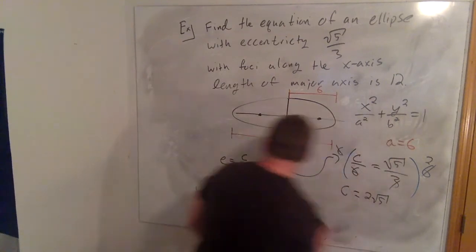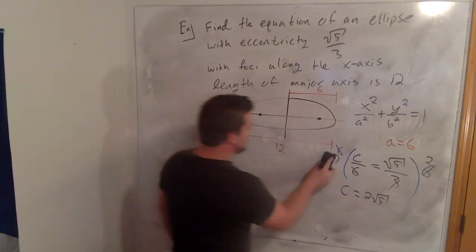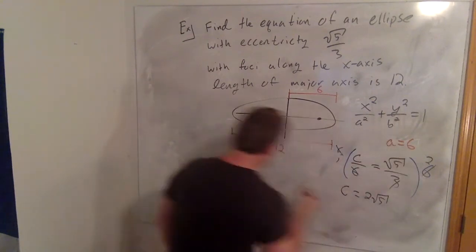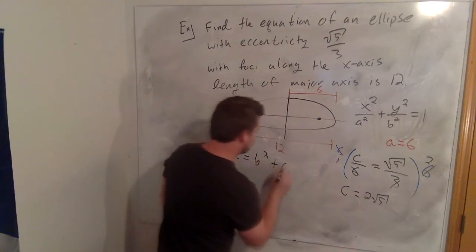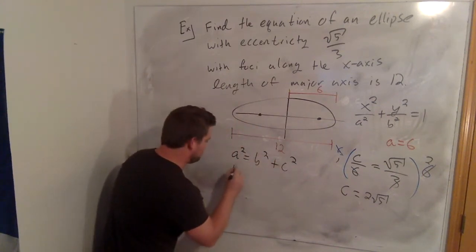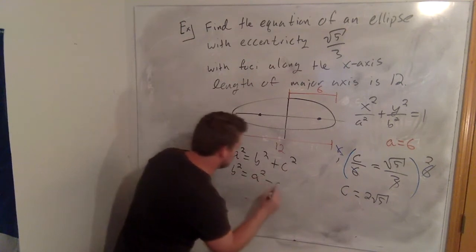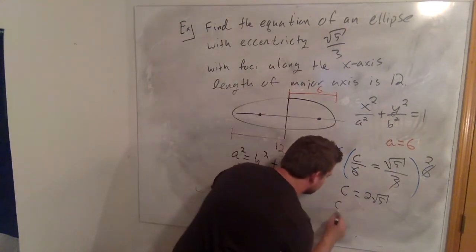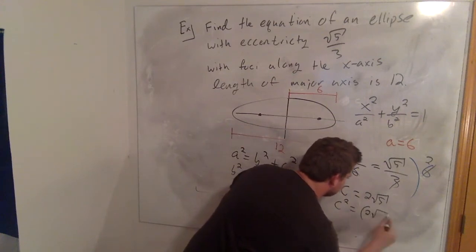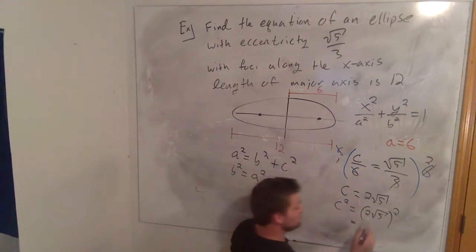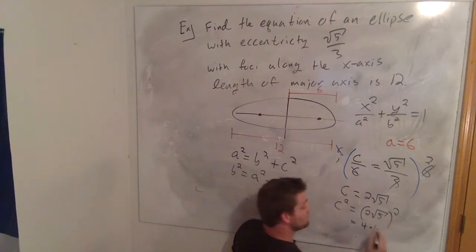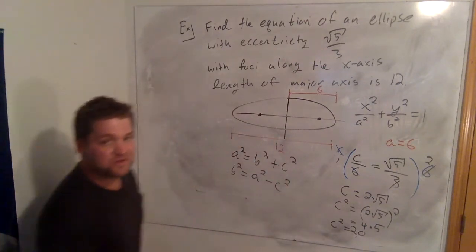So we know our C, we know our A, we can figure out our B. We had that A squared was equal to B squared plus C squared, so B squared is equal to A squared minus C squared. Well, what's C squared? If we square both sides, we're going to get 2 squared, so 4, times the square root of 5 squared, which is just 5. So C squared will be 20.